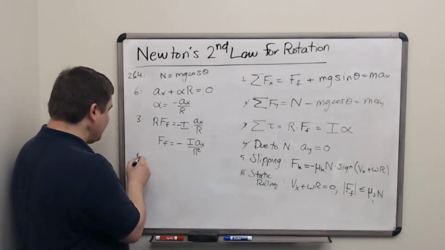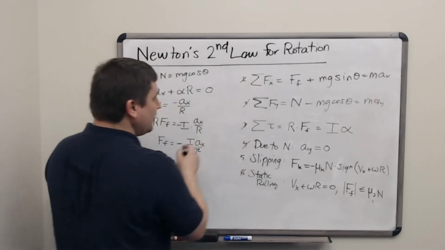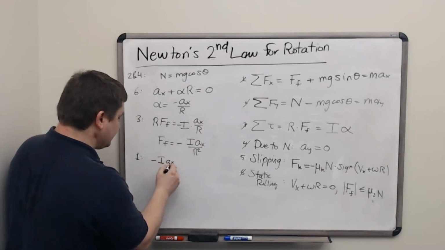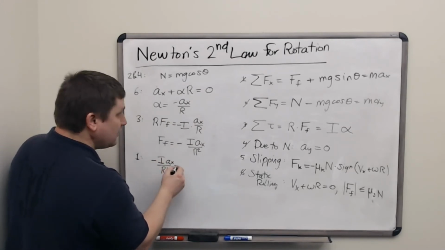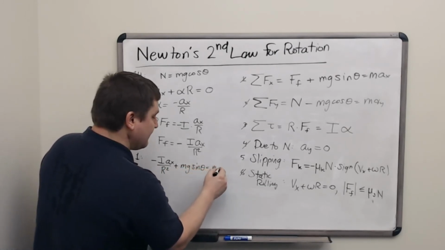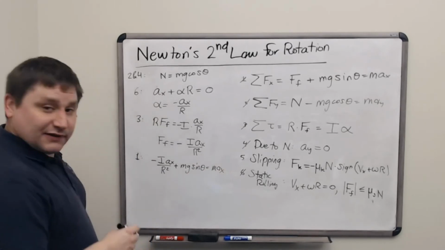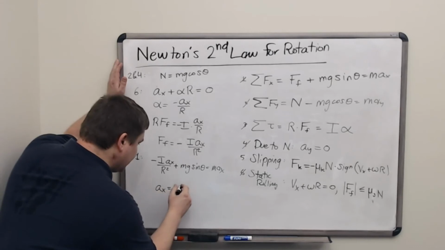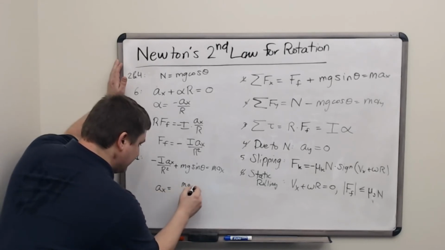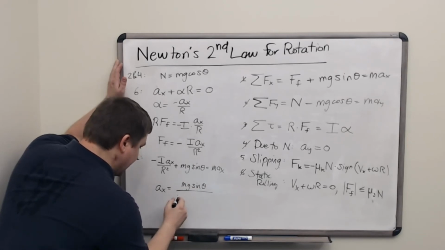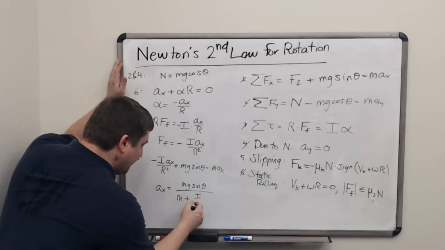Finally, we'll use equation 1 and plug in this formula for the force of friction. So minus I ax over r squared plus mg sine theta equals max. All right, so that's something we can now solve for the acceleration. So ax equals mg sine theta divided by m plus moment of inertia over radius squared.